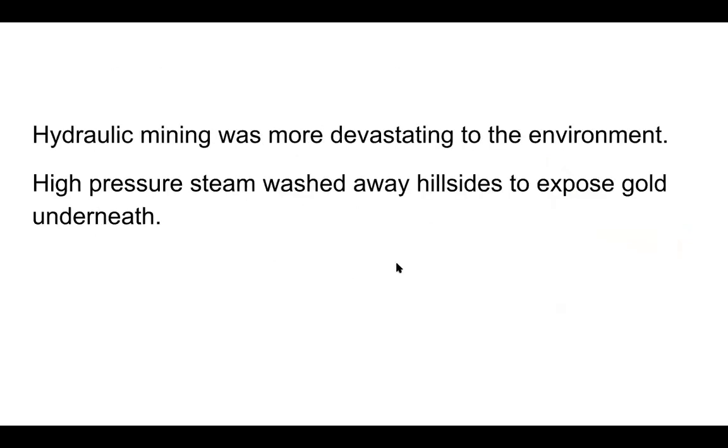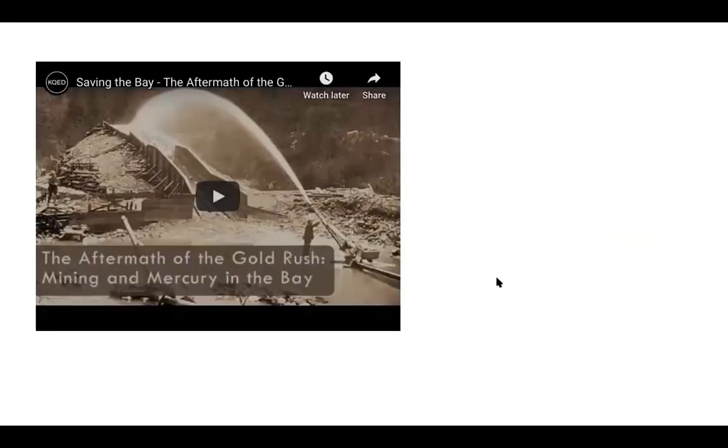And then we go on to the most extreme method, and that is hydraulic mining. So it's very devastating to the environment. They're using high pressure hoses basically to wash away entire hillsides to expose the gold underneath. I'm going to show you a quick video here about this. It's going to get into some of the environmental impacts. So this will be really important when we do our effect statements at the end.